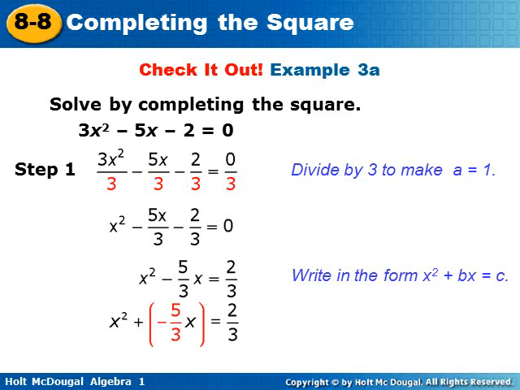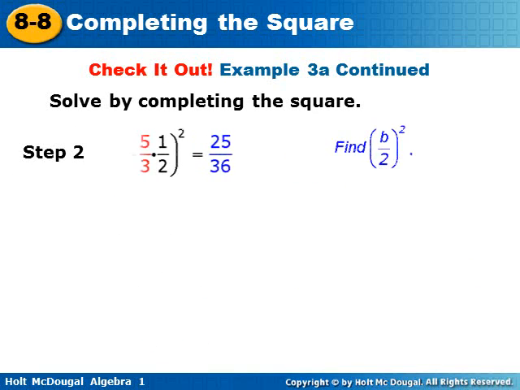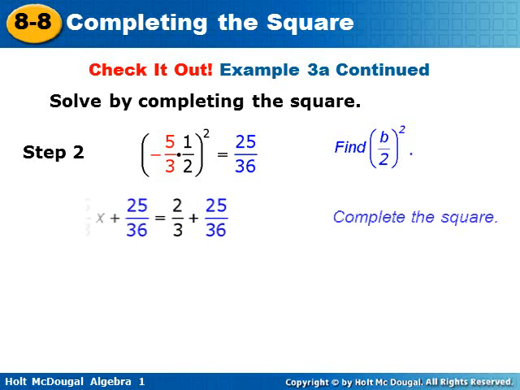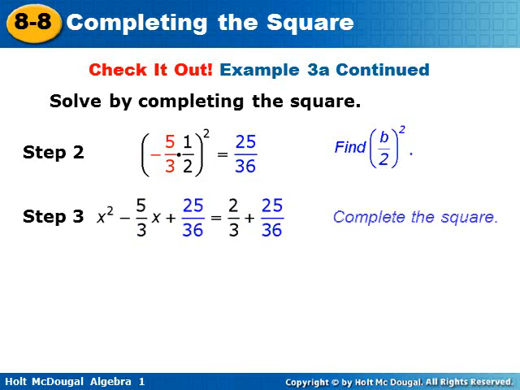B is negative 5/3. So we're going to find b divided by 2 squared. If it's a fraction, remember, it's like multiplying by the flip of it. So it'd be negative 5/3 times 1/2 instead of divided by 2/1, squared. And so that would give us 25/36. Now we're going to complete the square by adding 25/36 to both sides.